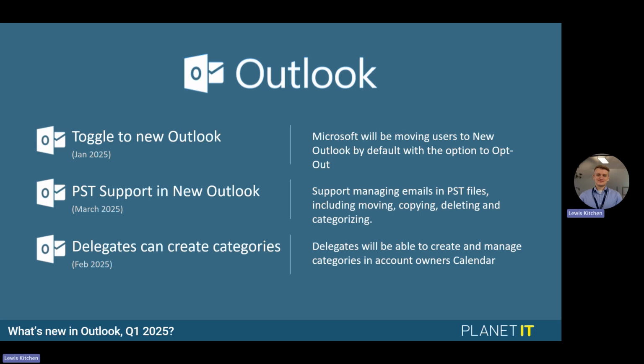Obviously, if you're doing a large migration for email migrations, you should use something like BitTitan or CloudM Migrator. But if it's just a single PST, then you can always use this directly in Outlook now.